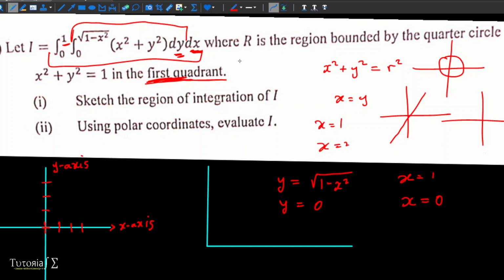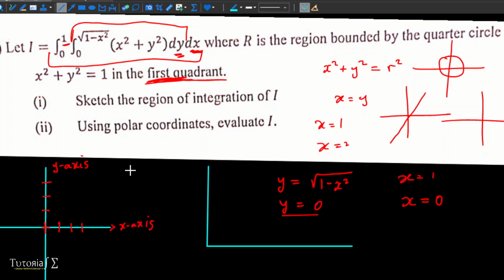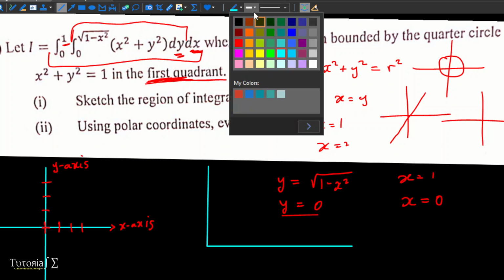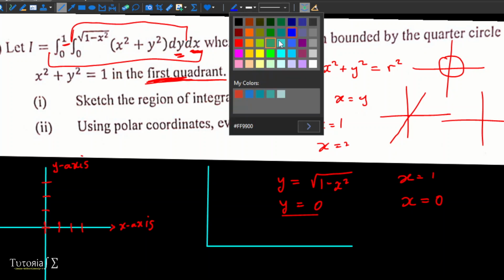So now if you're told to draw the line y equals 0, where is y equals 0? y equals 0 is here. So let me use blue. This is y equals 0. So y equals 0 here. Let me use another color. Let me use white.